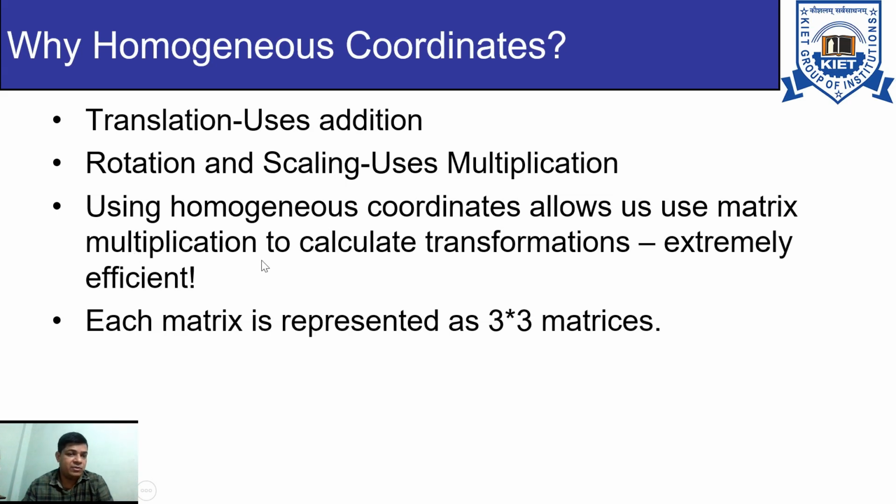Each and every transformation, whether it is translation, rotation, or scaling, can be performed with a single calculation, and that calculation is multiplication. Each matrix is represented as a 3 by 3 matrix. One thing we have to keep in mind: whenever you represent any matrix using homogeneous coordinate representation, all matrices will be of order 3 by 3 and you have to perform multiplication.